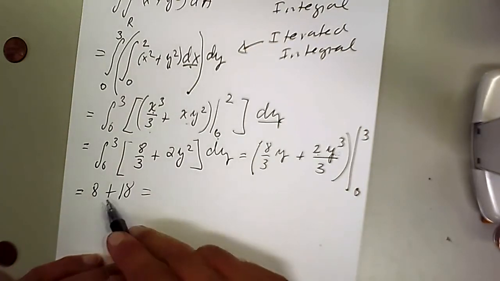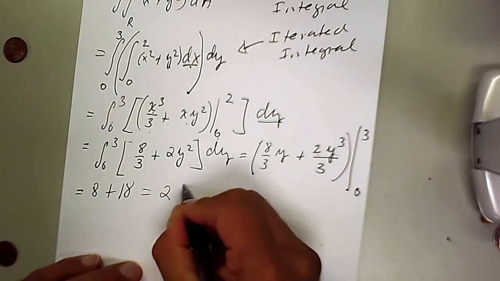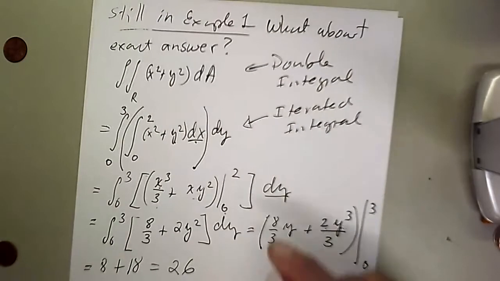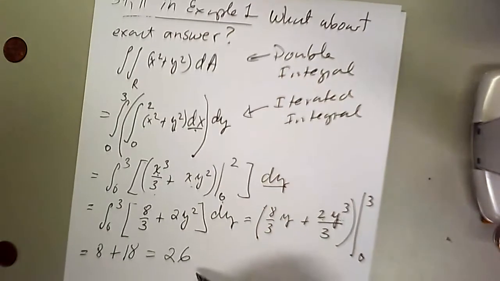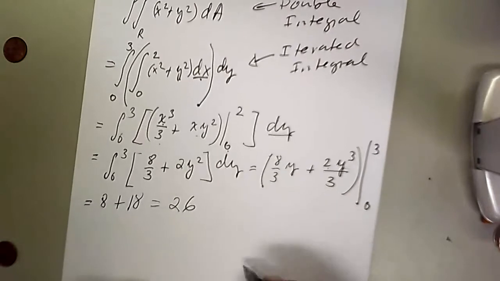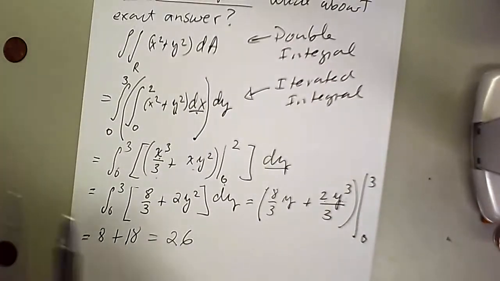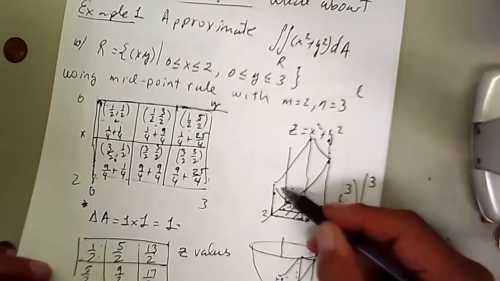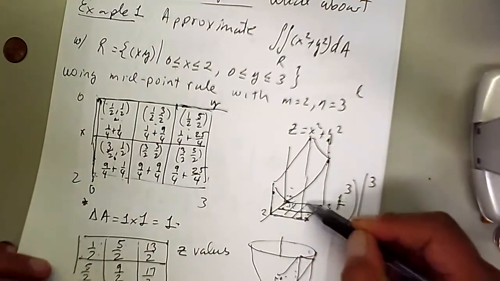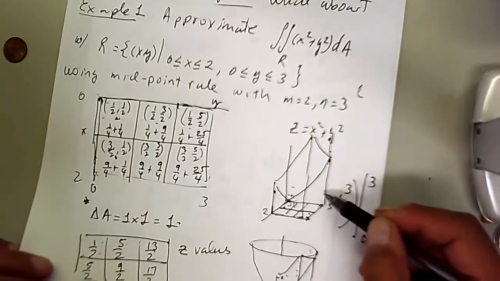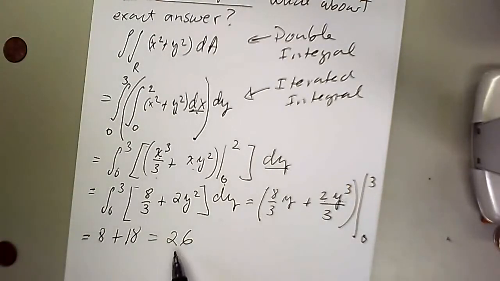And 8 plus 18 is 26, which is consistent with, so this integral is in actuality equal to 26 exactly. Remember that volume that we drew before? I was going to draw it, but there's no point. The volume under this surface, this paraboloid, but above this rectangle, will be exactly 26.